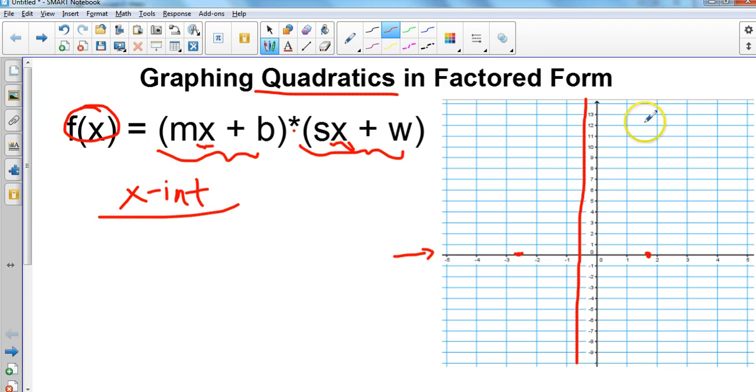So once we get the value of where the axis of symmetry is, then we can plug that into our equation, see what we get out, and then we've got our vertex. Then it just comes down to plugging in some more points and plotting the reflections.